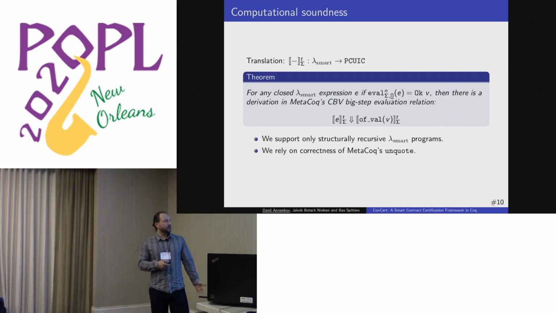And as I said, we state and prove a soundness theorem for our translation from Lambda Smart to Pickwick. It basically says that if our interpreter produces some value, then there exists a derivation in the call-by-value big-step evaluation relation of MetaCoq for the translation of this expression to an appropriately translated value. Currently we support only structurally recursive programs, because this is what you can embed in Coq, and our focus was on producing a shallow embedding. And we rely on the unquote mechanism of MetaCoq being correct.